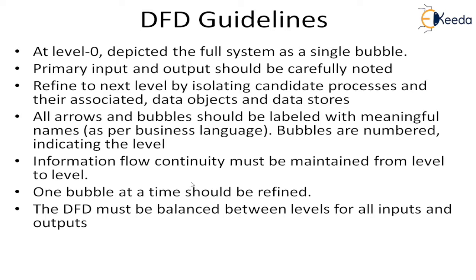Information flow continuity must be maintained from level to level. So there has to be some kind of balancing. There will not be anything left out. The continuity has to be maintained. One bubble at a time should be refined. We should not take two processes at a single time and refine them. We should take only one process. When we say bubble, it means a process. The DFD must be balanced between the levels for all inputs and outputs. So if you take the first level DFD and the second level DFD, then we can strike a balance between them for all the inputs and outputs.